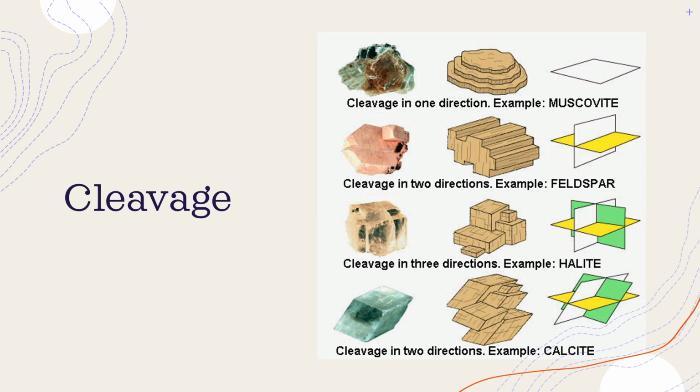As you can see here, it can cleave in one direction, like in muscovite. It can cleave in two directions, like feldspar. It can cleave in three directions, like halite. It can also cleave into two different directions, like calcite.